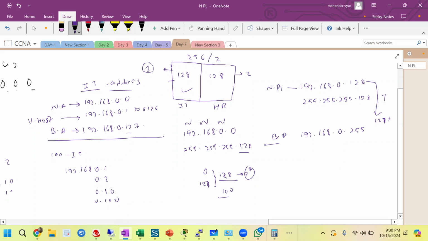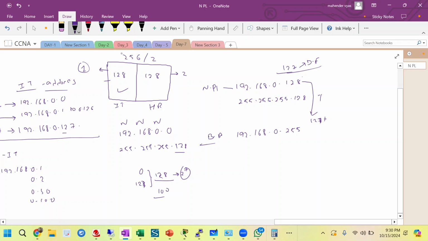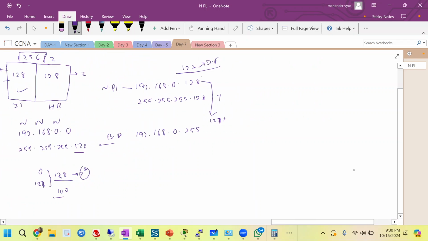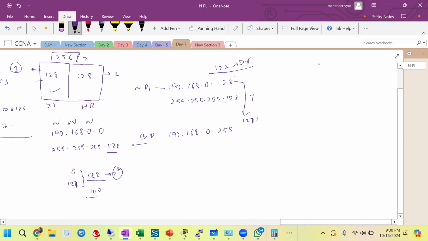Because see, before this 127, this was a different address. Now when we do subnetting, this was a different address, and after this it is a different address. Now we are dividing one particular address. It is similar to that, you have one room which can accommodate 256 members. Suppose you have one room with a capacity of 256 users or 256 members.